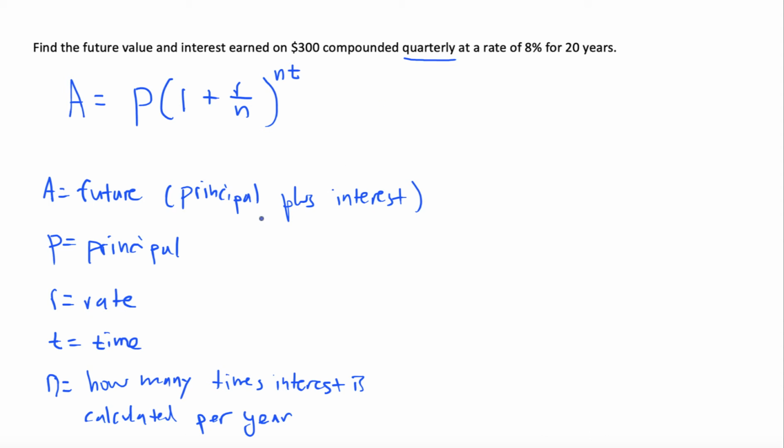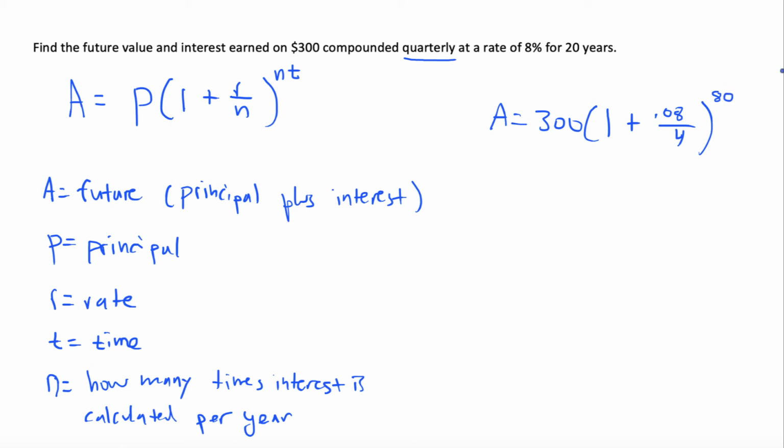So let's go ahead and plug everything in. The future value will be that $300 times 1 plus the interest rate, which is 0.08, all of that over 4. And the exponent or the power should be n times t, or 4 times 20, which in this case is going to give us 80.